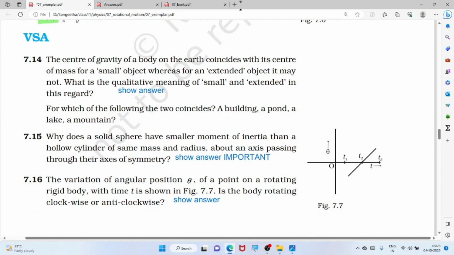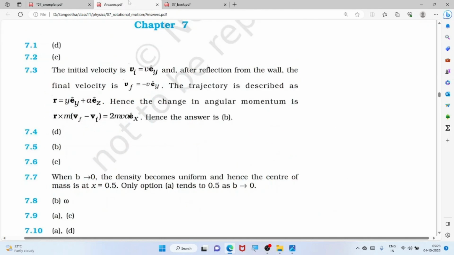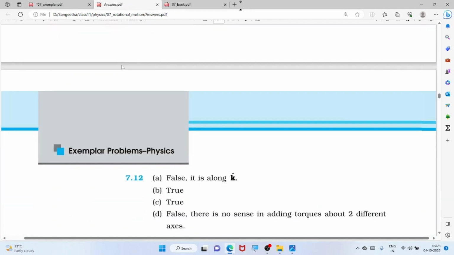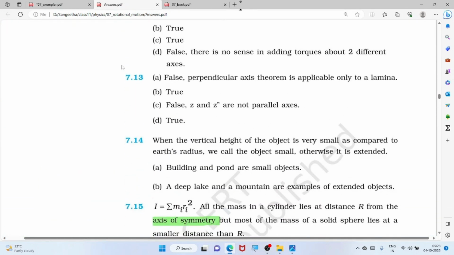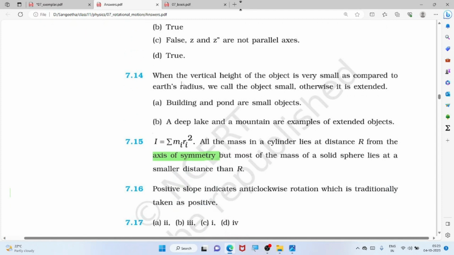Center of gravity of the body of the earth: consider the center of gravity of an external object. What is the quantitative meaning of small and external object in this regard? See, when the vertical height of the object is very small as compared to the earth radius, we call it small, otherwise it is extended. So this is important.